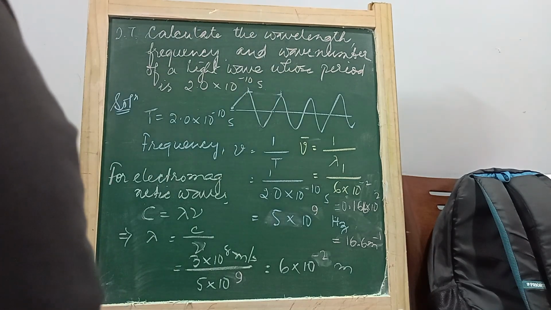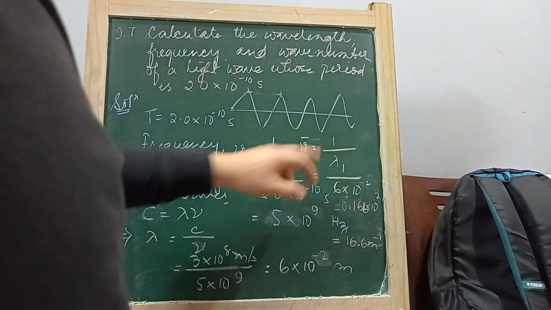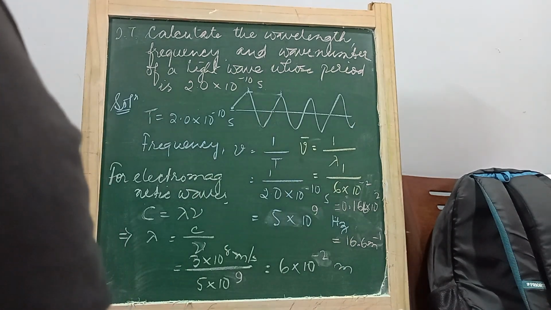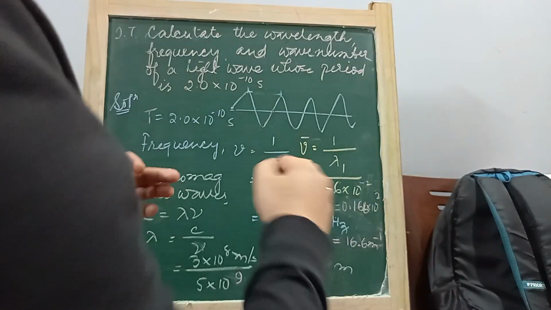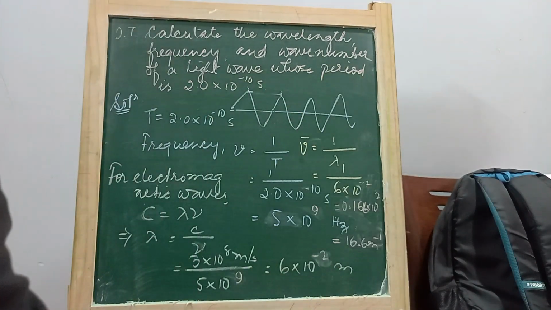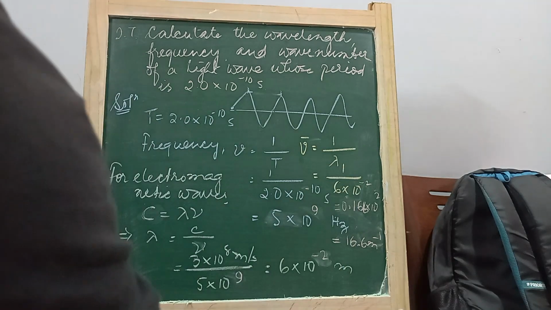So what is wave number? Wave number is denoted by the symbol ν with a bar above. It's the reciprocal of wavelength. It means the number of waves present in a unit length. Say in 1 meter, how many waves are there? So how will you know? It will be the reciprocal of the wavelength.